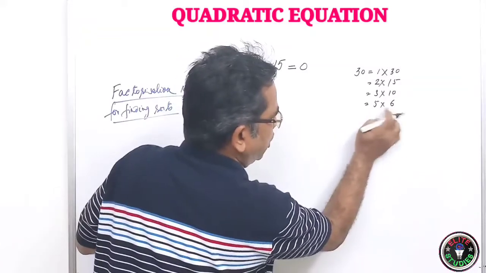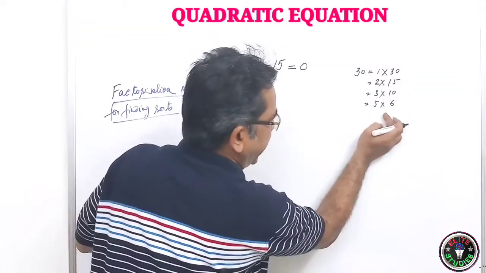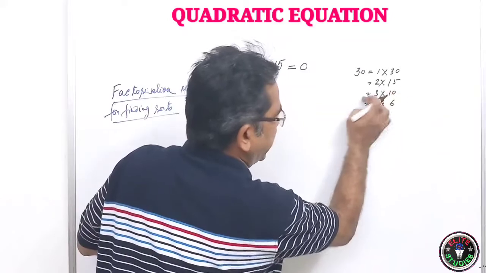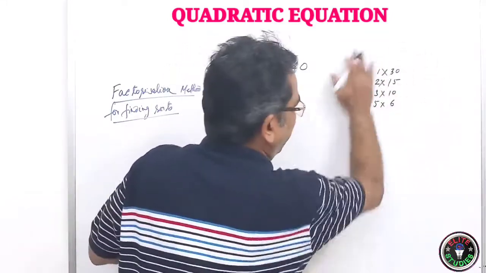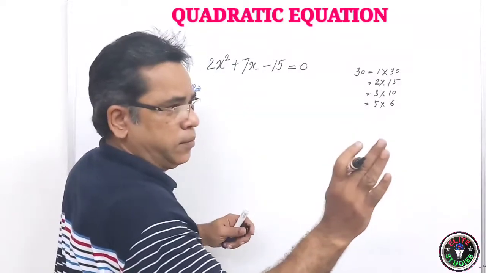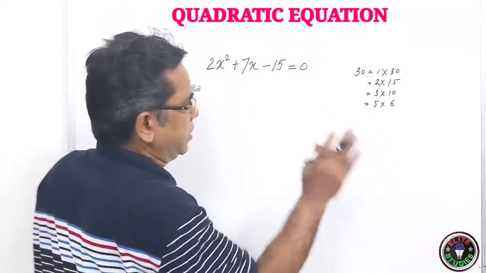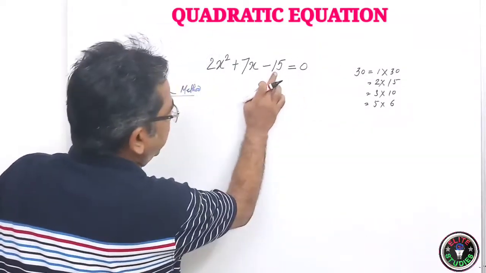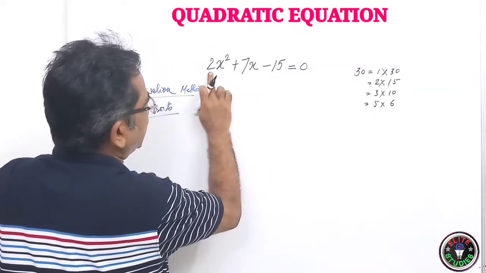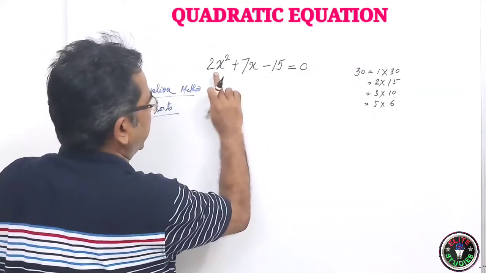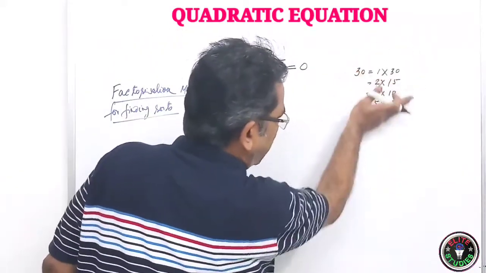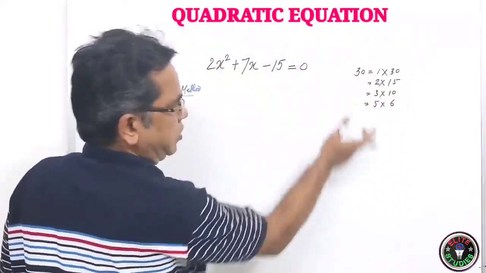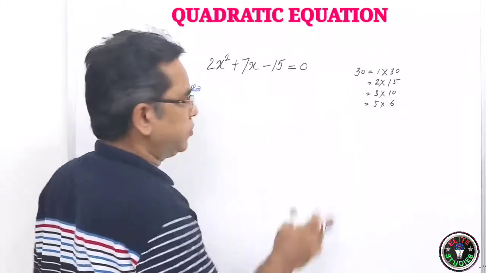Once you have got that, no need to go further because after 5 into 6, next will be 6 into 5, then 10 into 3, 15 into 2, 30 into 1. So there is no need to go further. Now please pay attention. Multiply the constant term with the coefficient of x square, means 15 and 2, 30, write it, and write all the possible factors like this, the way I am telling you.